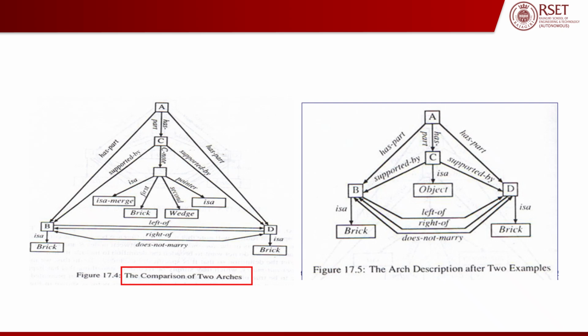Mainly this diagram shows how AI represents objects using the relationships between different components. The first figure compares two different arc structures using spatial relations like supported by, left of, is a, has part, and so on. The second figure shows a generalized arc description learned after observing multiple examples. After the multiple examples, what is the generalized form? This mainly allows the artificial intelligence system to understand structural similarity rather than shape similarity.